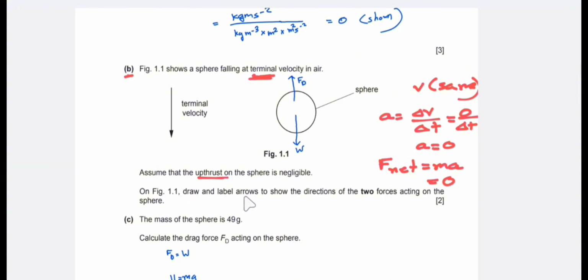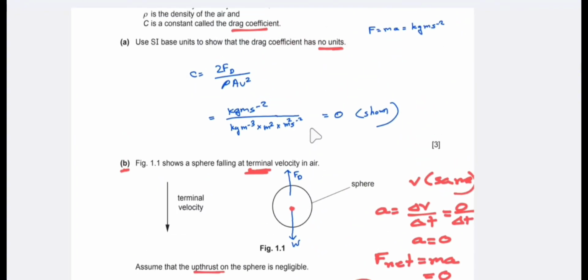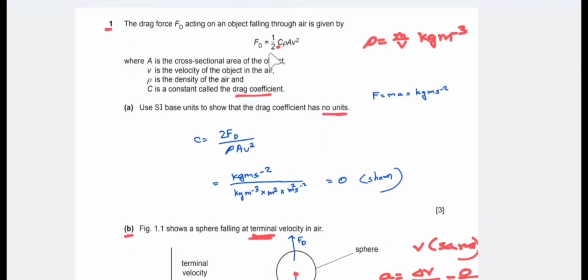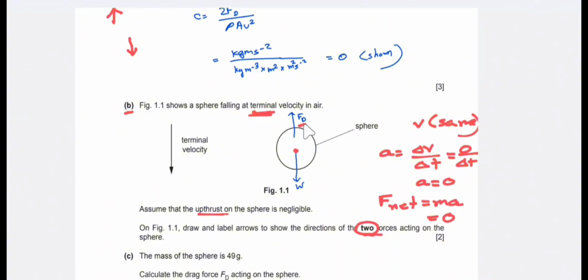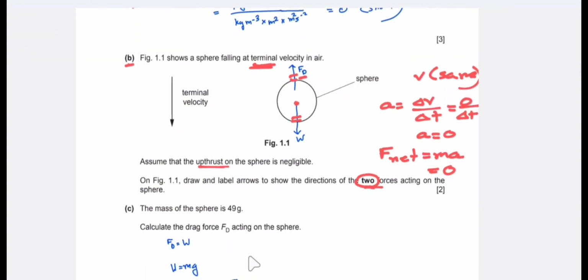On figure 1.1, draw and label arrows to show the direction of the two forces acting on the sphere. First, the weight is acting vertically downward from the center, since it is a uniform object. And the drag force is a resistive force that resists the motion. Since the object is falling downward, the drag force must act upward, and this arrow must have the same length as the weight.